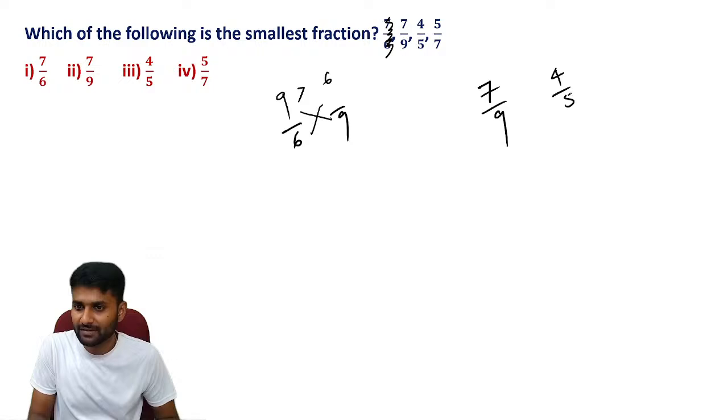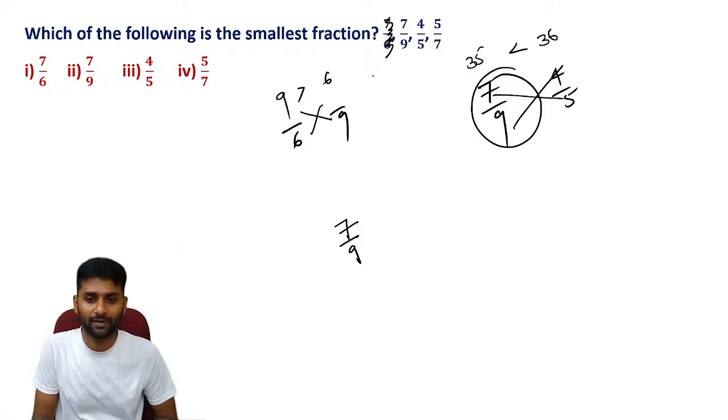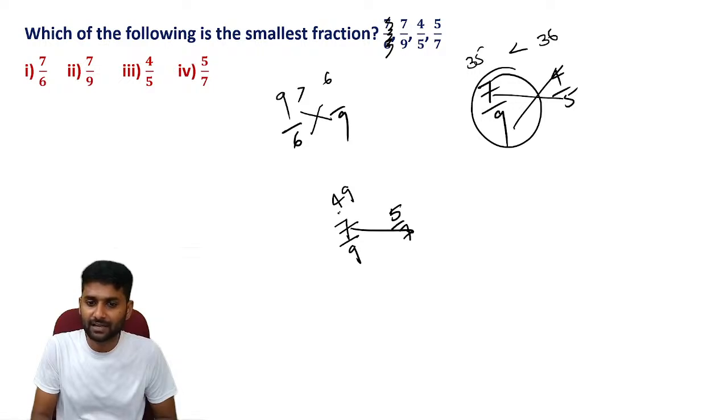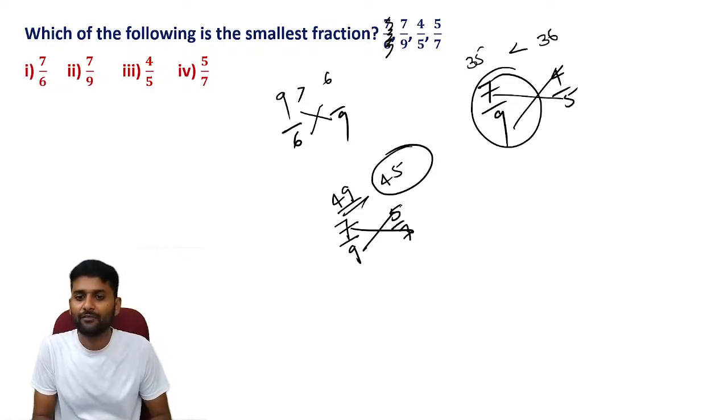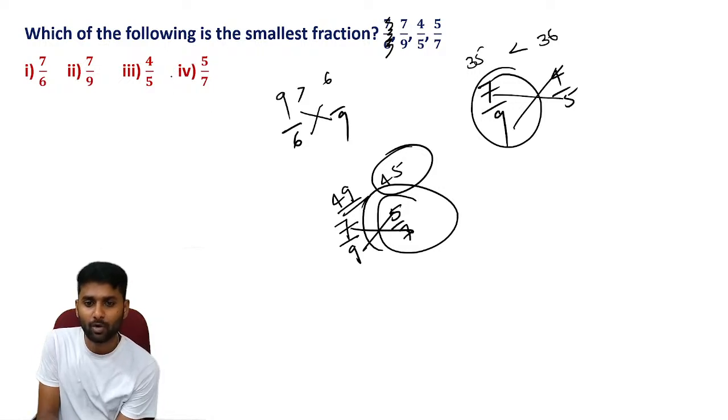Let's compare 7 by 9 and 4 by 5. 7 into 5, 35. 9 into 4, 36. So again, 7 by 9 is the least among 7 by 9 and 4 by 5. Now you can compare 7 by 9 and 5 by 7. 7 sevens exactly 49, 9 fives exactly 45. Now 45 is less than 49, it means 5 by 7 is less than 7 by 9. So here the smallest among all the fractions is 5 by 7.